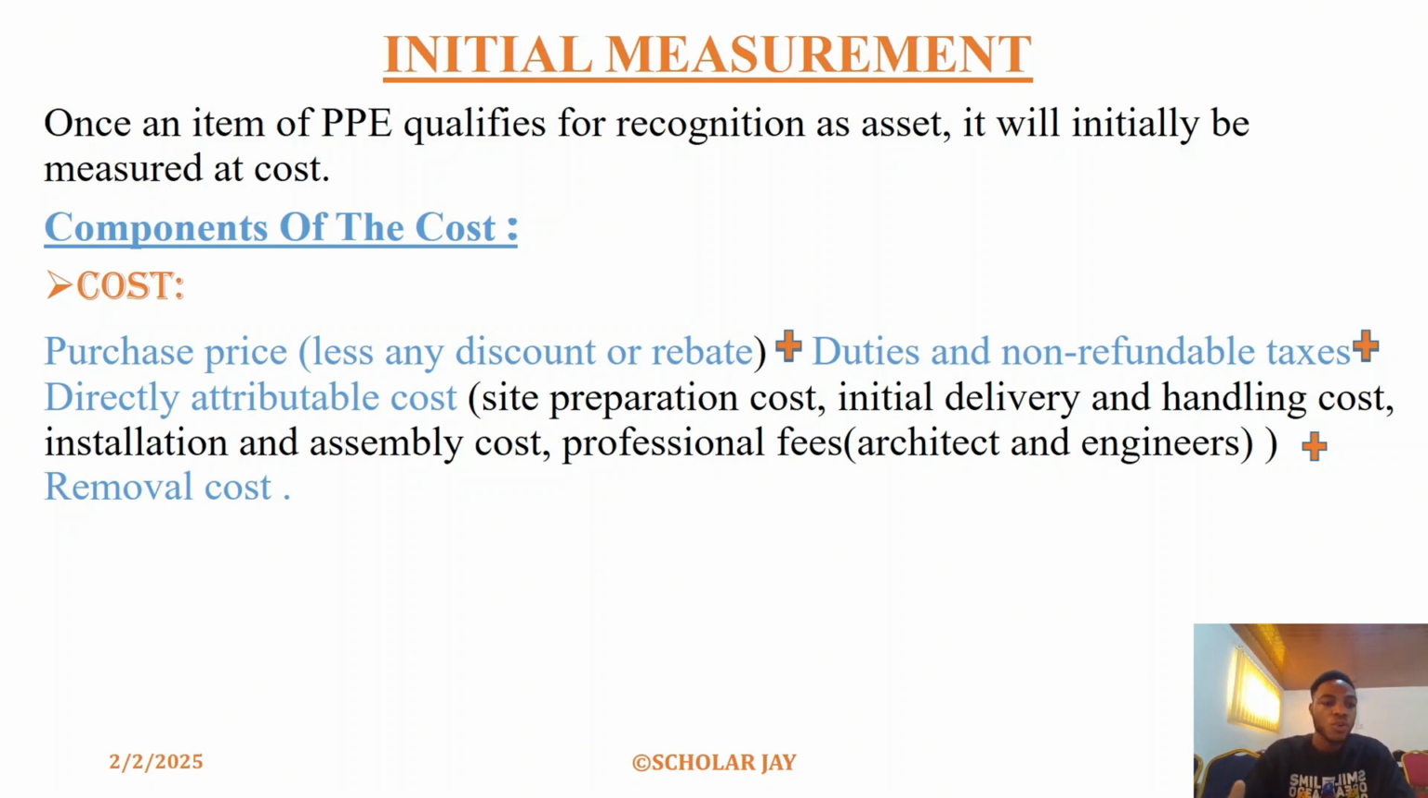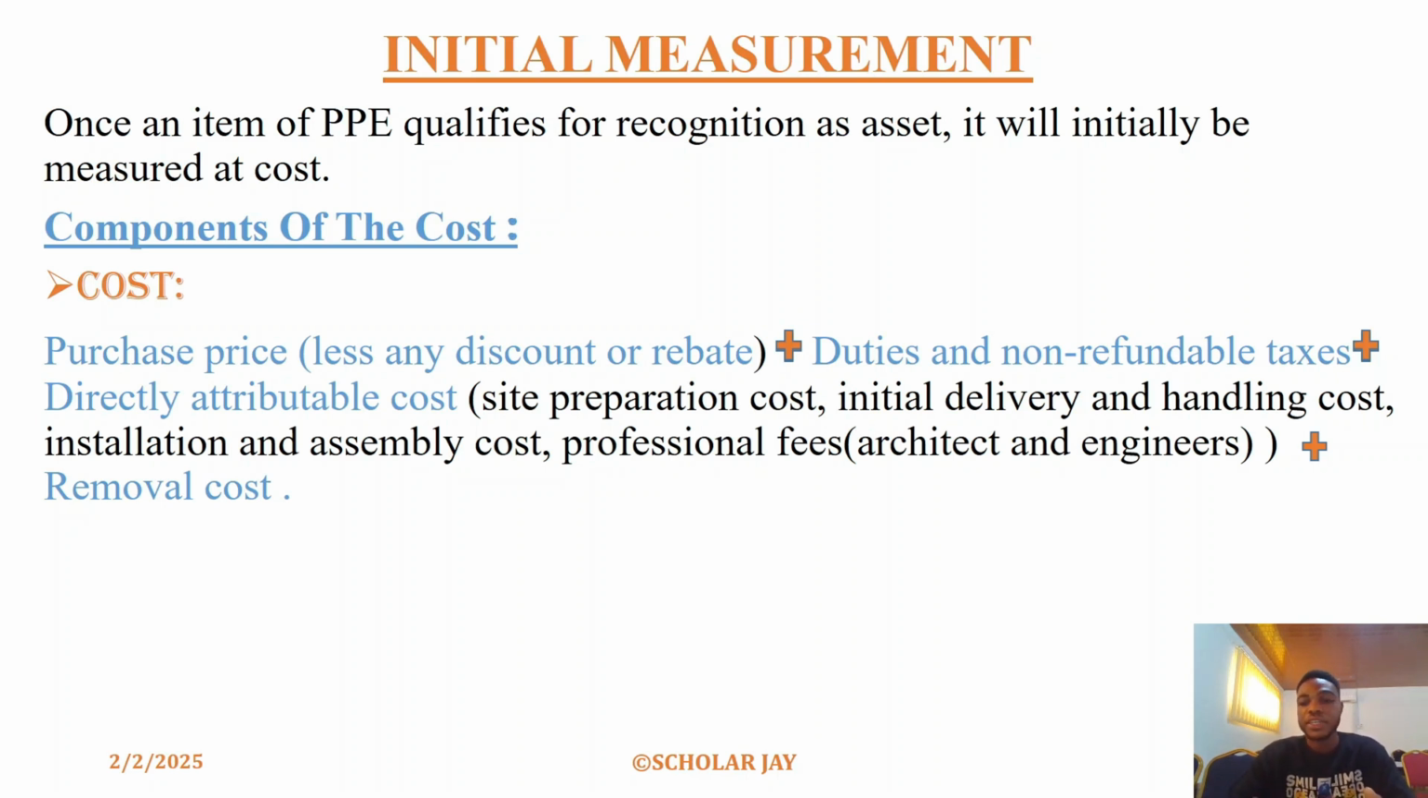Now, we also have what you call directly attributable costs. When I say directly attributable costs, what are some of these things? Site preparation costs. There are some assets that when you are buying, until you incur some cost on preparing the site to suit the condition in which the assets can function, it means that the assets cannot be mounted, or cannot be assembled, or cannot be installed. Is that not it? So all these things are directly attributable costs.